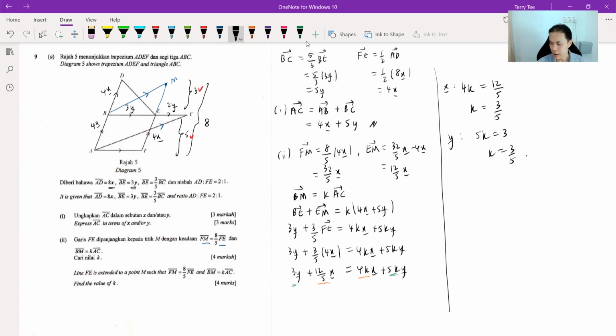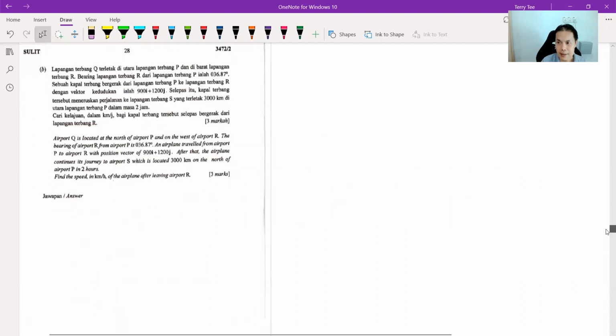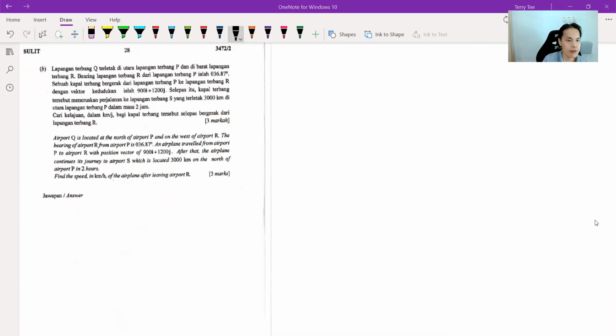Yeah. Okay, moving on. Now, let's move up to part B. Now, this is a very interesting question. It's not difficult, right? It's just application oriented, using I and J. So here we have an airport, right? Q is located to the north of airport P and on the west of airport R.